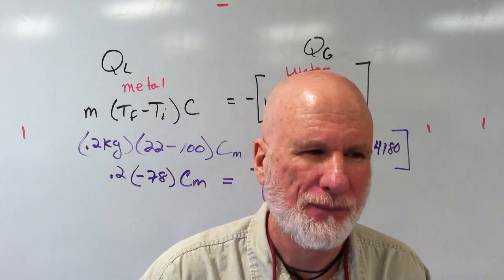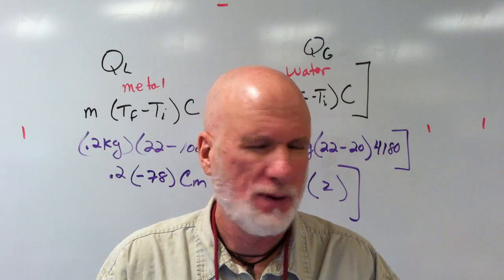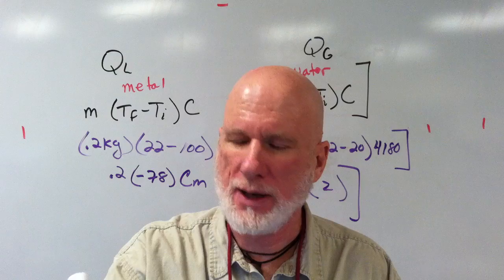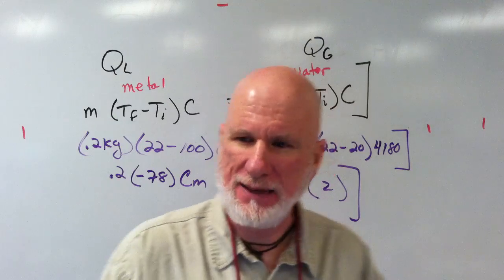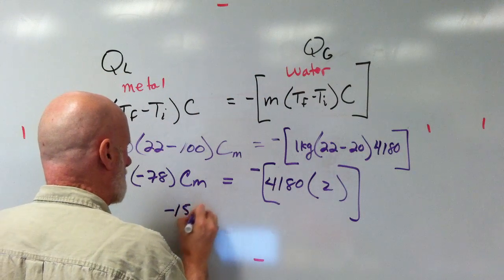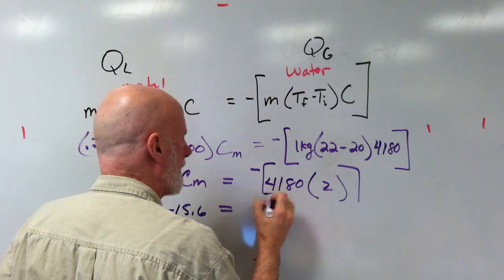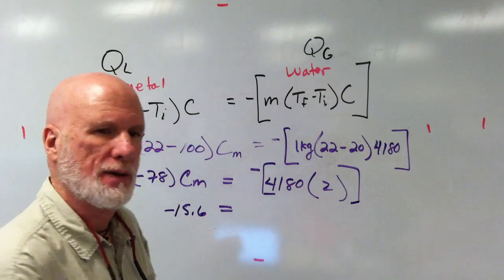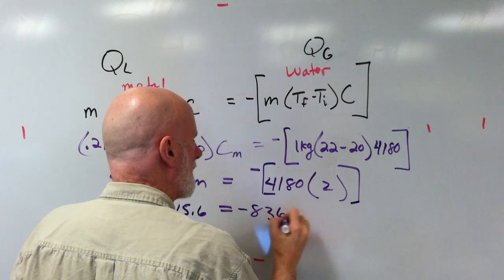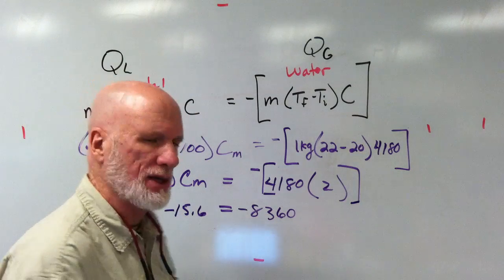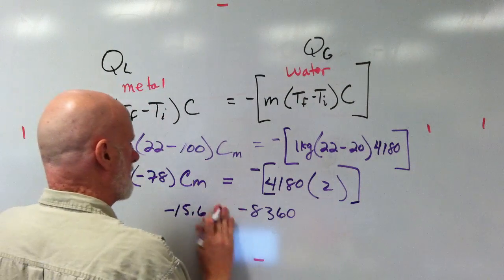Isn't it 0.2? What is 0.2 times 78? Did I say 2? I'm sorry. Well, you do 2 and then just move the decimal. No, that's exactly what I would do. What was the answer? Negative 15.6. So negative 15.6 equals, let's clean this up a little bit. Negative, what is it? 8,360. Okay. Negative 8,360.